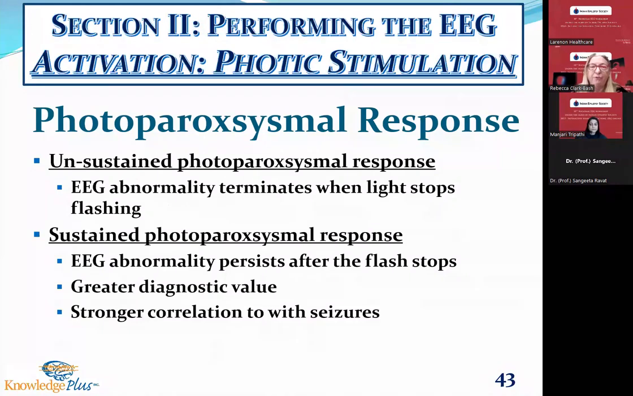Once you identify a photoparoxysmal response, it breaks down into two different categories. The first category is an unsustained photoparoxysmal response, meaning the EEG abnormality terminates when the light stops. Now, a sustained photoparoxysmal response, you have an EEG abnormality, you have spike and wave, you shut the light off, and the discharges continue. The sustained photoparoxysmal response is more commonly related to clinical seizures. So the decision to medicate versus non-medicate can be predicated on whether it is an unsustained or a sustained discharge.